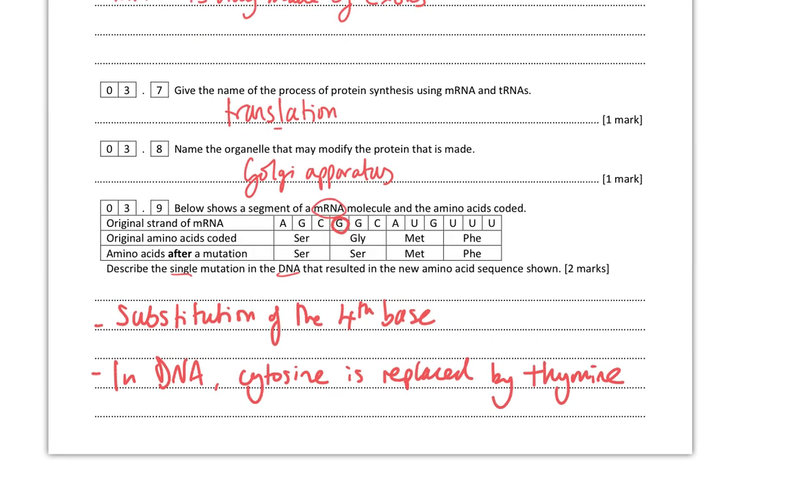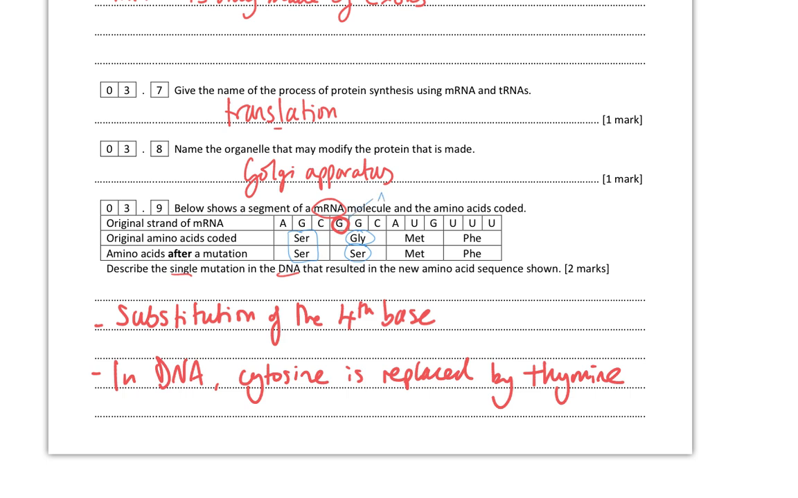And then this is quite a tricky one. It shows the segments of mRNA and the amino acids coded. Describe the single mutation in the DNA that resulted in the new amino acids shown. So we've swapped, it was glycine, it's now serine. How do I know the base sequence for serine? Because in the question above, it was proline. Oh, I've got serine here, so I know AGC codes for serine. So that G must have been replaced by an A.